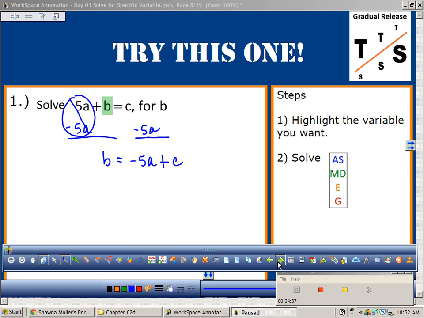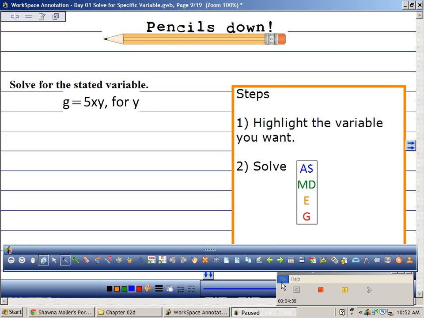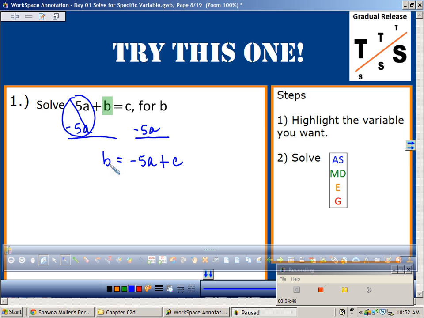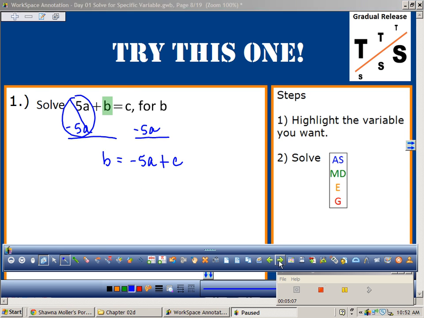You guys got this? Am I going too slow? That's it. There's nothing else you can do with that, right? I solved for b. But the b is what we were looking for. B equals negative 5a plus c. It doesn't really matter. I'm just saying it's normally how you see it. If you've got two variables, just like if you get x and y, you usually see x first, then y. Okay, so pencils down.